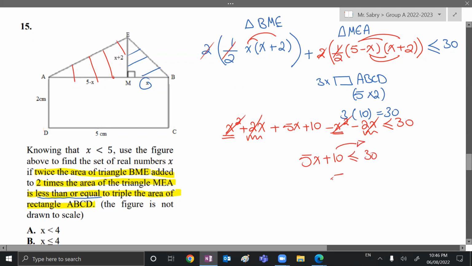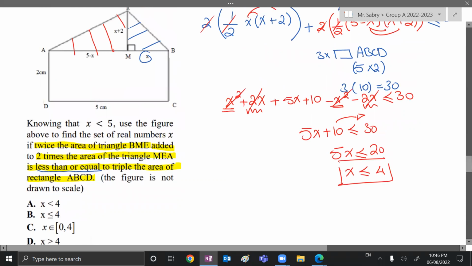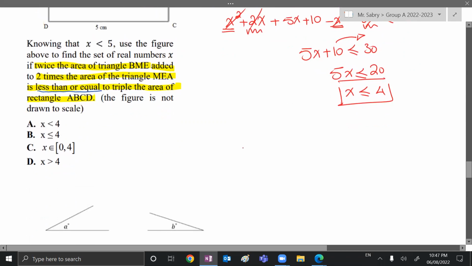Move the 10 to the other side, so 5x is less than or equal to 20 now, which means x is less than or equal to 4. This is all the set of real numbers that could work for x. But there's one thing though. Now x is the length of a side, here x is just the length of this side. How can a side have a negative length? It's impossible for a side to have a negative length. So that means x must be from 0 until 4, but it can't be a negative number.